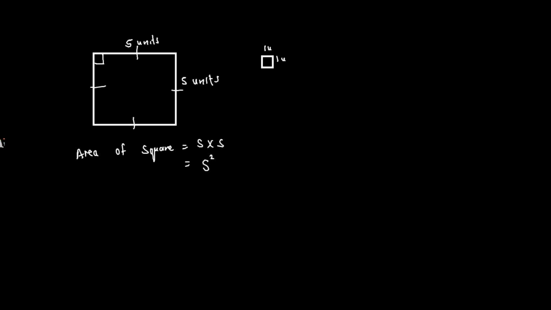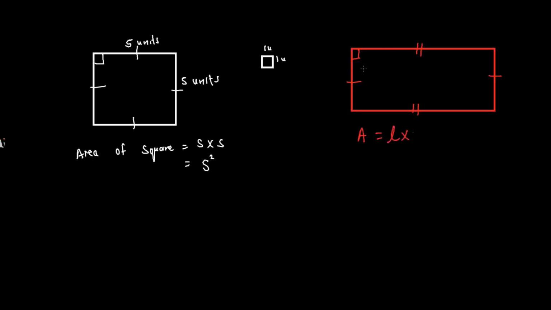Right. And moving on from there, let's look at a rectangle. With a rectangle, the same procedure applies, however all the sides are not equal to each other. We know that both pairs of opposite sides are equal. So the area of a rectangle is equal to length times breadth.